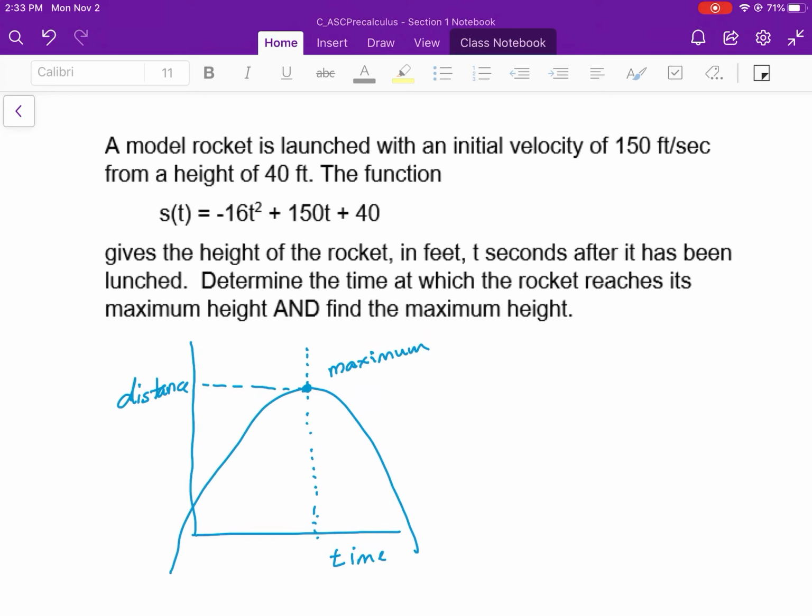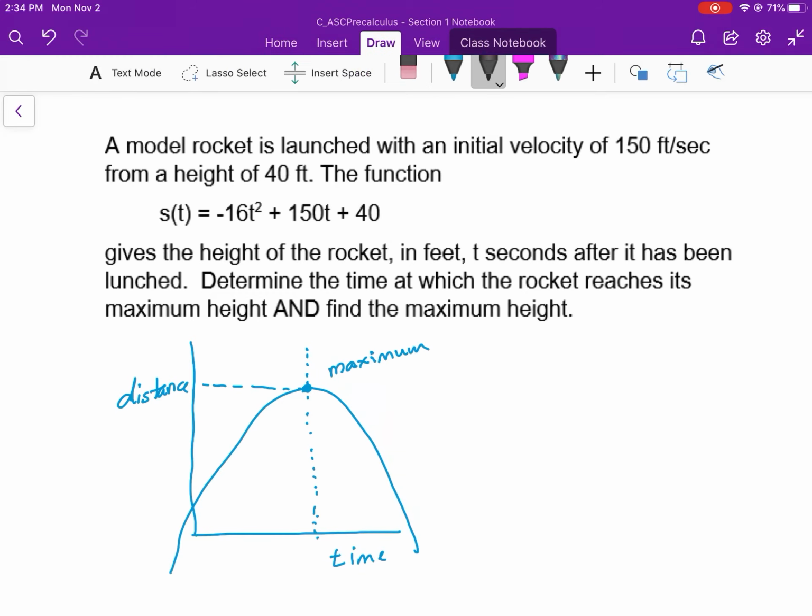Okay, quick sliding down to this one here. Okay, this is a big deal when we do these kind of problems. It happens a lot. And so let's just do this one, and then I'm going to call it a video. Maybe I'll make a second one. A model rocket is launched with an initial velocity of 150 feet per second from a height of 40 feet. The function, so here's my height of 40, right? I'm starting out at 40. So I'm going up and I'm coming back down. This is the height over here on the left, t seconds. So when does it reach its maximum height?